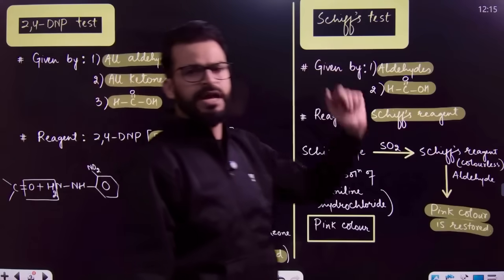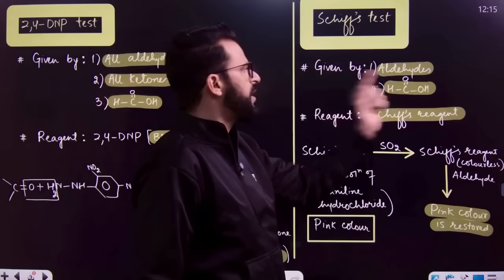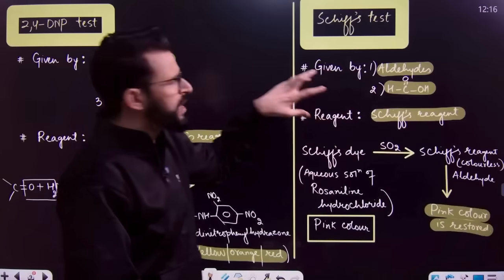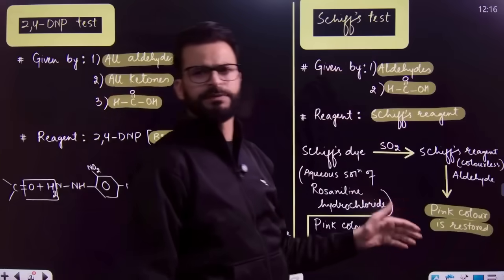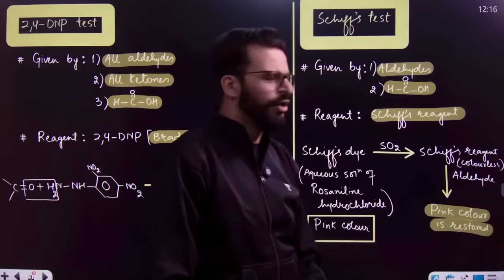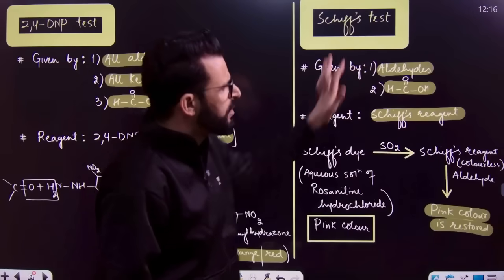After that, we will be having Schiff's test. Schiff's test is given by aldehydes or formic acid. This test is not given by ketones. That means with the help of this test, you can distinguish aldehyde and ketone, or you can distinguish aldehyde and formic acid from the rest of the compounds.